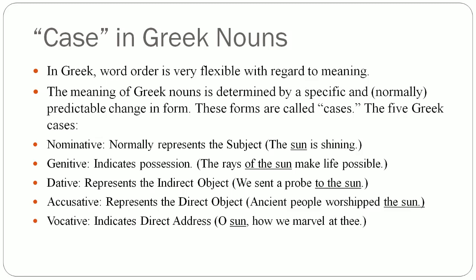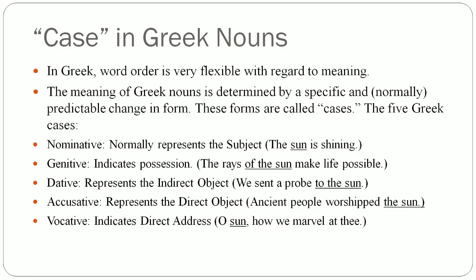In the example sentence there, ancient people worship the sun. Ancient people is the subject. They are the ones who are doing the worshiping. But what is receiving the worship? What is receiving the action of the verb? That is what we call the direct object, and in this case, it's the sun. All right. Ancient people are doing the thing. What are they doing? They're worshiping, and what is it that they are worshiping? What receives that worship? The sun.